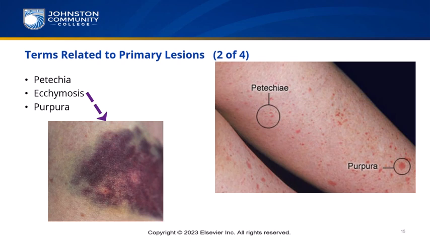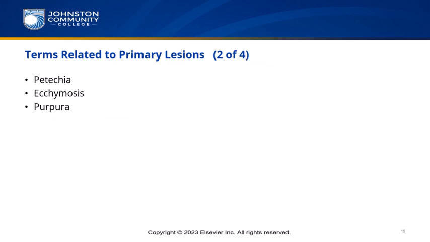Then we have purpura, which is a massive hemorrhage into the tissue underneath the skin. All of these terms are forms of extravasation, which means the process of any substance, whether it be blood or lymph, leaking outside of a vessel into surrounding tissues.